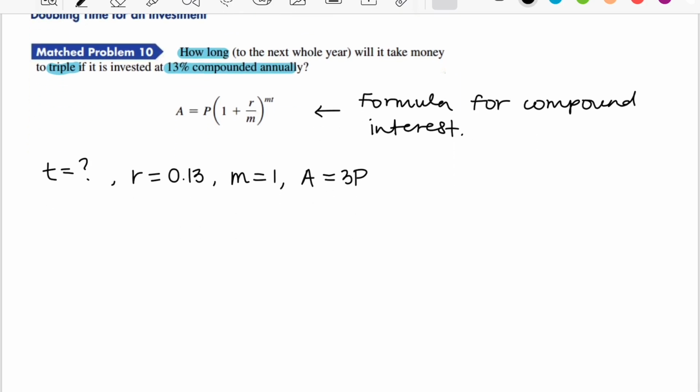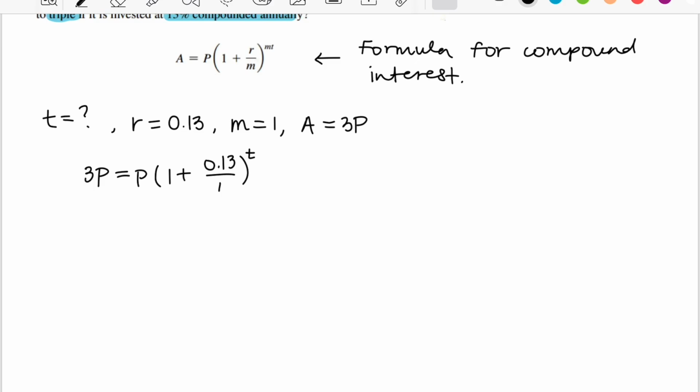Alright, so plugging this into our equation, we know that A is equal to 3P, and we have 1 plus r, which is 0.13, over m, which is just 1, to the power m times t, and m is just 1, so that's just 1 times t, which is t at the top there. Alright, since we have P on both sides, these cancel, so we'll end up with 3 is equal to, and we just have 1 plus 0.13, since 0.13 divided by 1 is still just 0.13. So we end up with 1.13 to the power t.